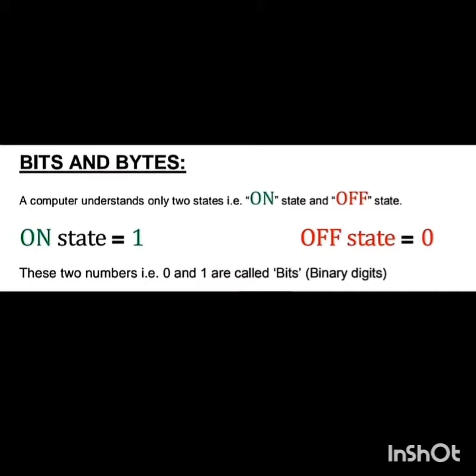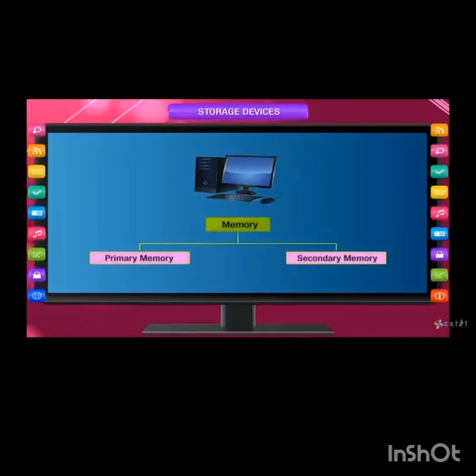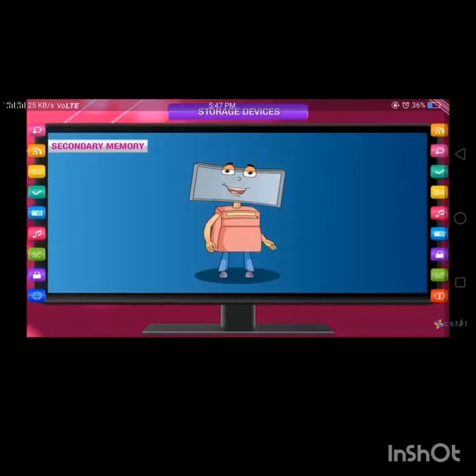We have also studied about binary digits. The computer system only understands two states, that is on state and off state. On is represented by 1, off is represented by 0. They are known as bits. We have also studied that two types of memories are there in the computer system, that is the primary memory and the secondary memory. There are two types of primary memory, RAM and ROM. And today we will be moving on to our next topic, that is secondary memory.